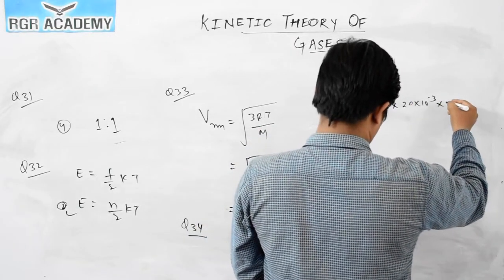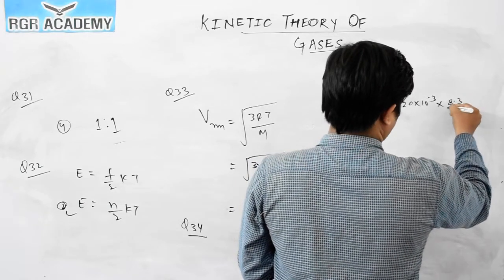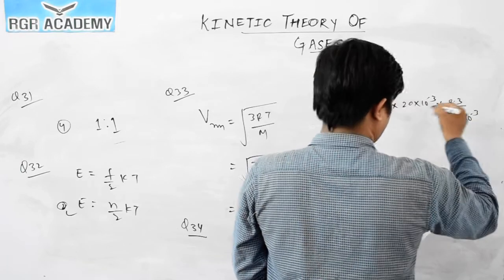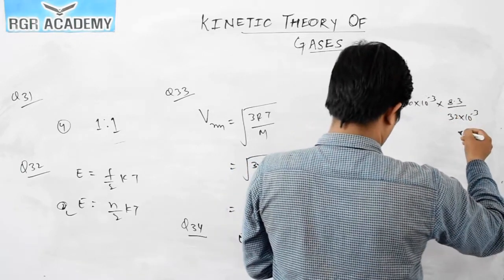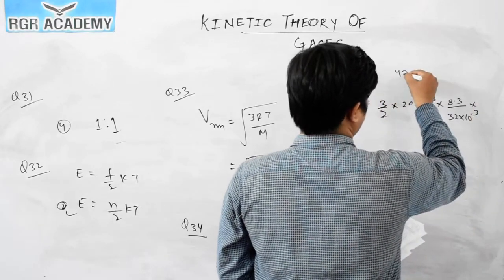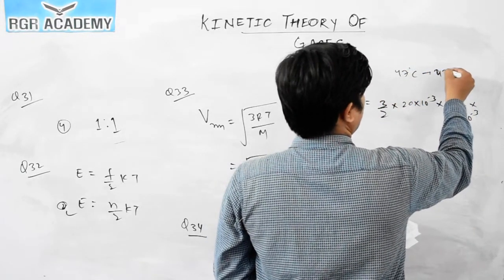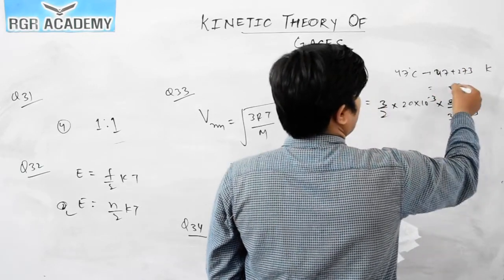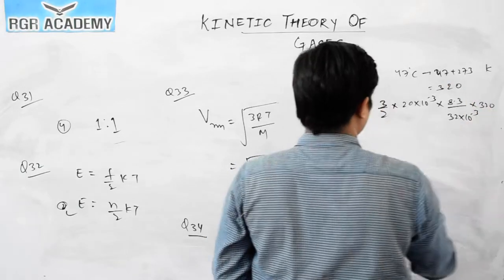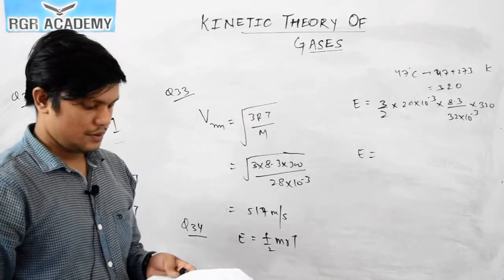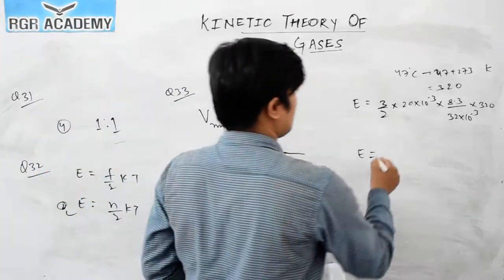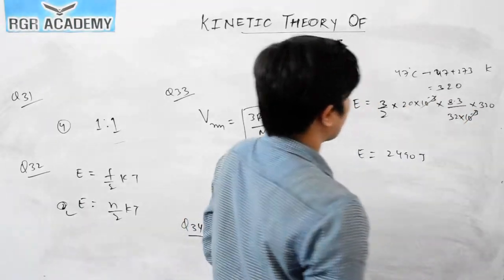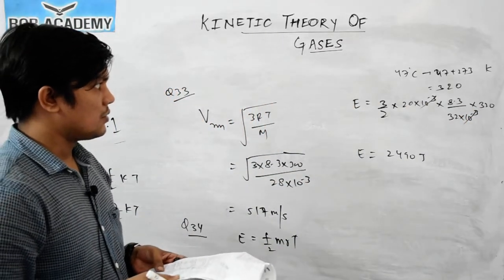So R is 8.3 divided by m, which for O2 is 32 into 10 to the power minus 3, into temperature which is given as 47. So 47 degree Celsius will be equal to 47 plus 273 Kelvin. So it is how much? 320. So this is 320. If you calculate this, the value of E will be equal to 2490 joules. This will cancel out. So it will be 2490 joules.